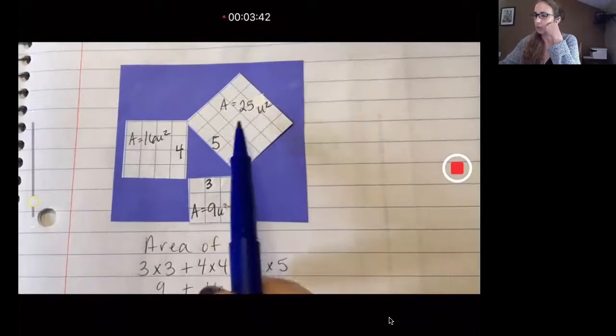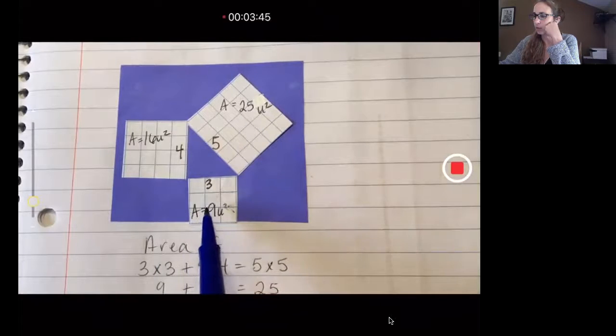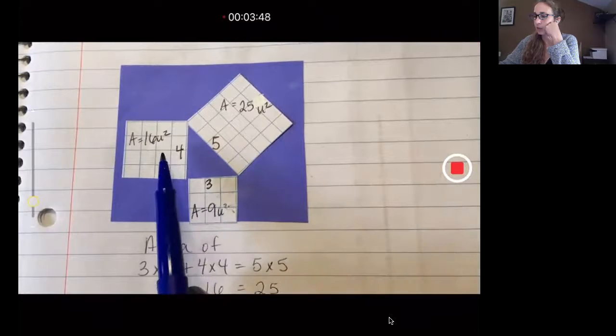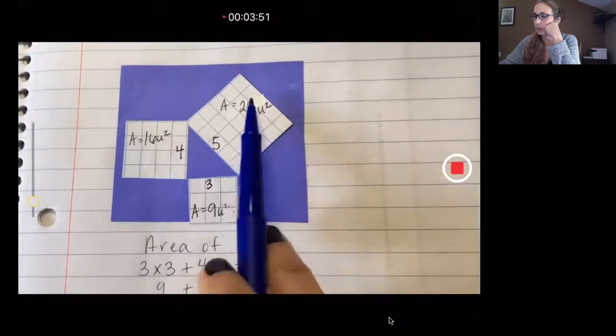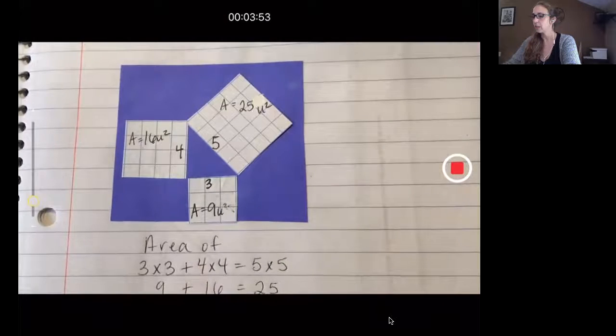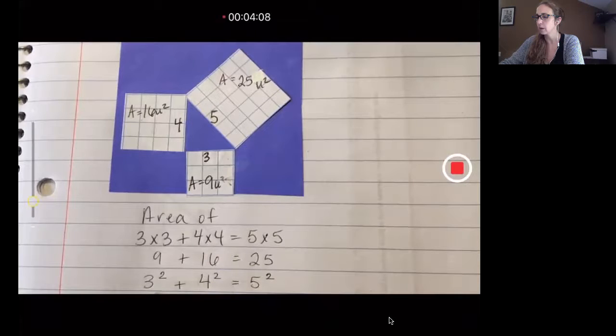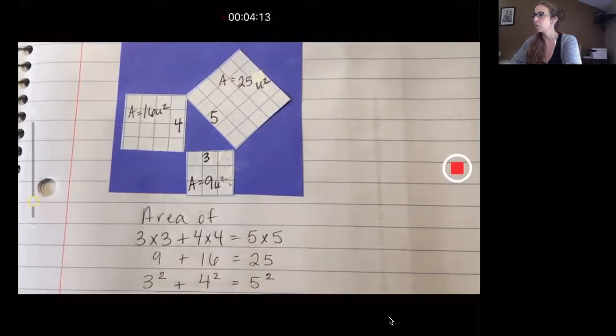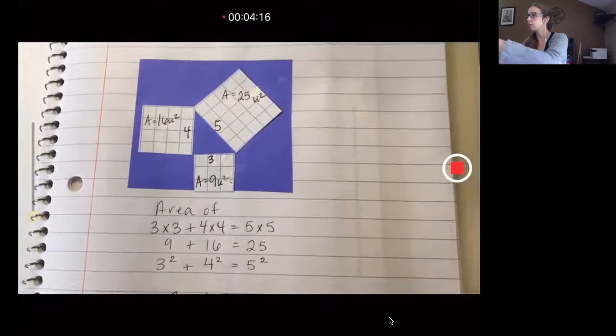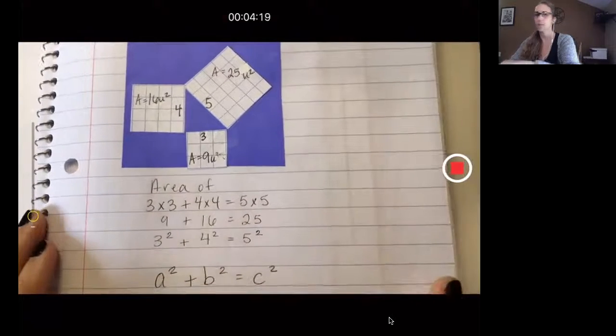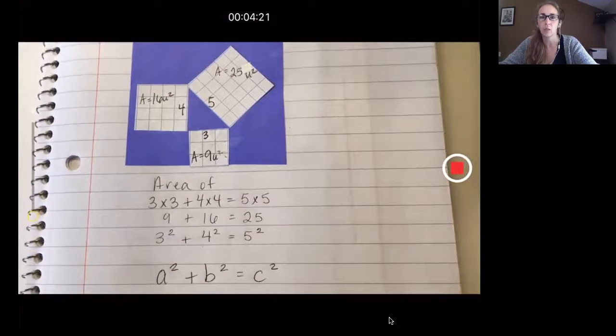So you take the square root of each of these: the square root of 9 is 3, the square root of 16 is 4, and the square root of 25 is 5. So taking the area of each of these squares, 3 by 3, 4 by 4, 9 plus 16 is equal to 25, that 5 by 5. Or we can rewrite this as 3 squared plus 4 squared equals 5 squared, which is where we get our formula of A squared plus B squared equals C squared.